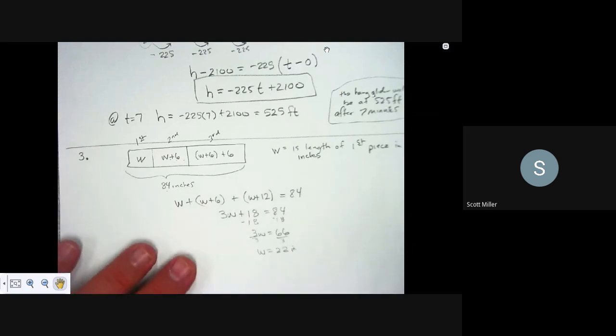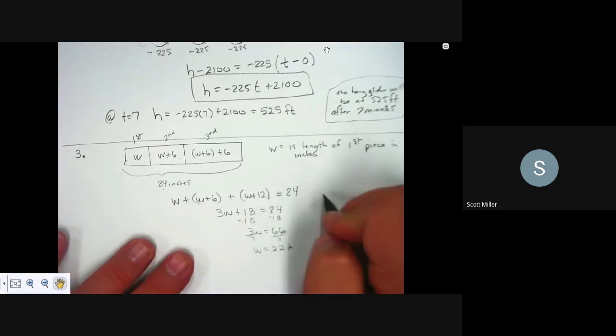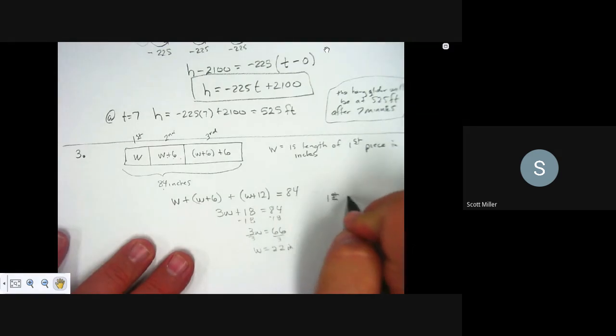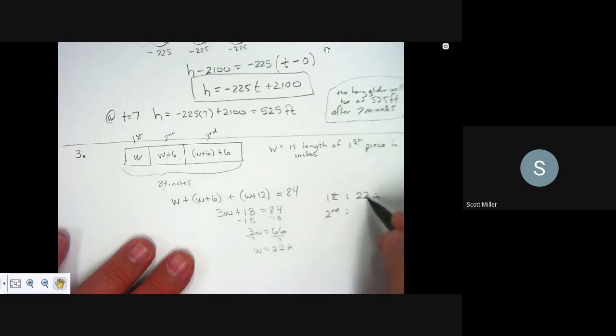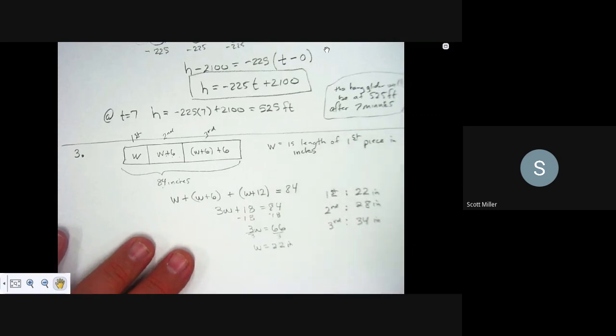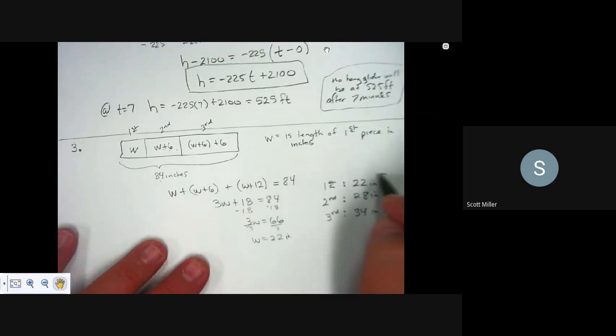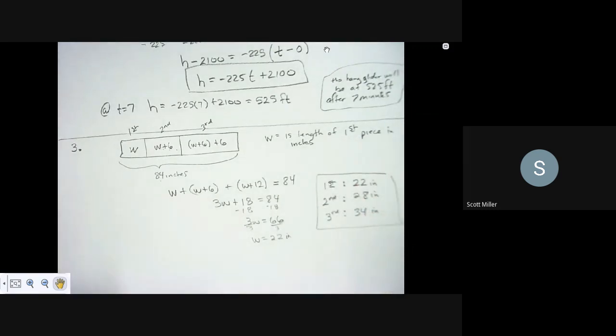The question is, what is the length of each piece? So the first piece is 22 inches. The second piece is 6 more than that, or 28 inches. And the third piece is 6 more than that one, so then that would be 34 inches. And you can look clearly here that if you added these up, you would indeed get 84. So there is your answer to that question.